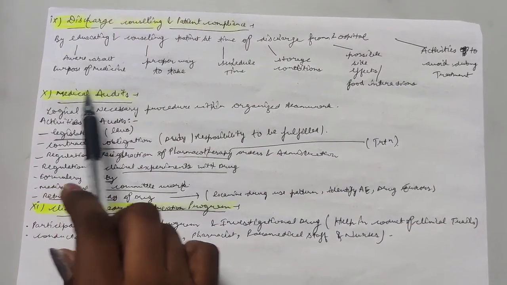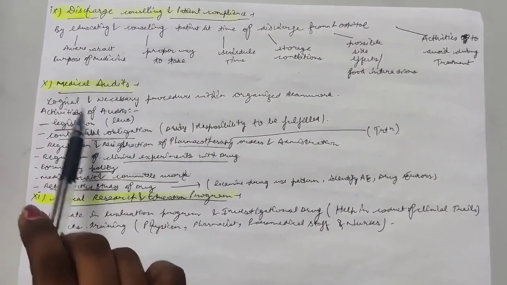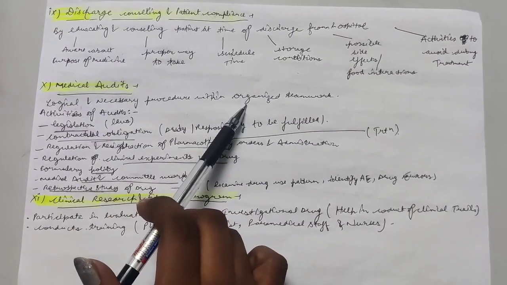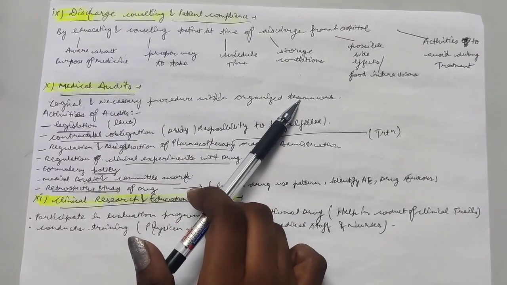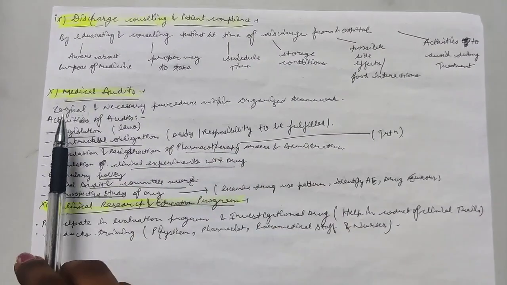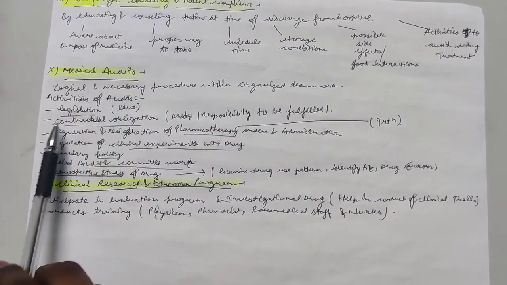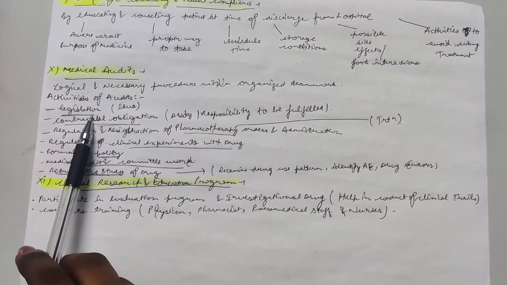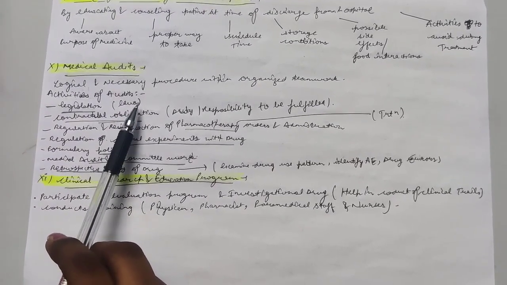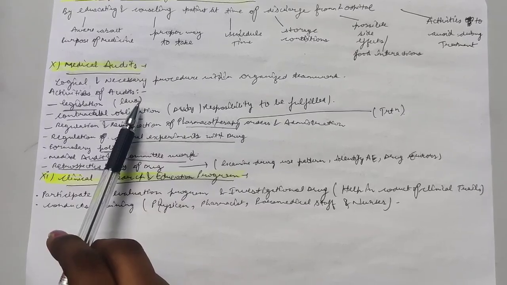10th is medical audits. Audits are a logical and necessary procedure within organization teamwork. Audits are to be done on a daily basis. Activities of the audits: first is legislation. Legislation is to make the laws. Those laws have to be followed on a daily basis in the hospital.